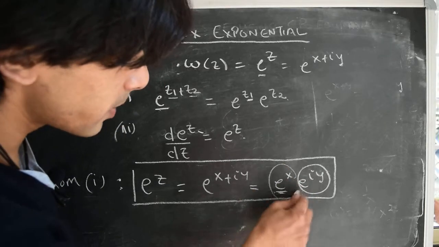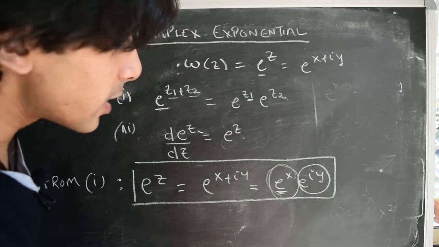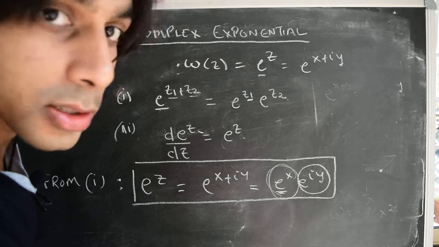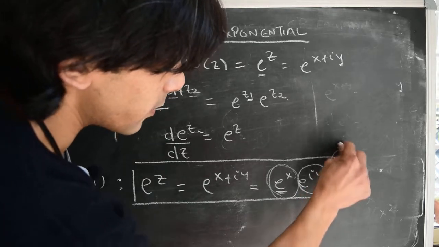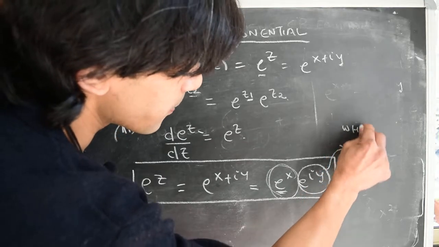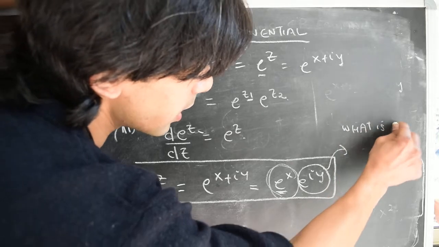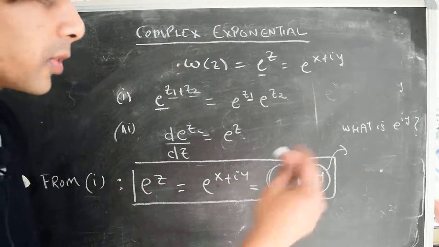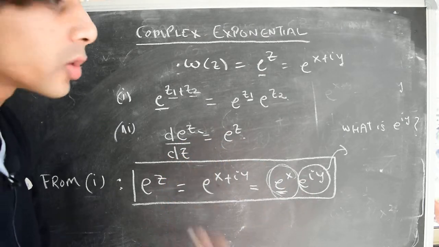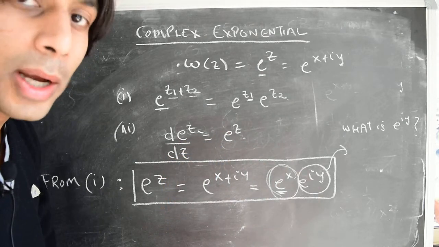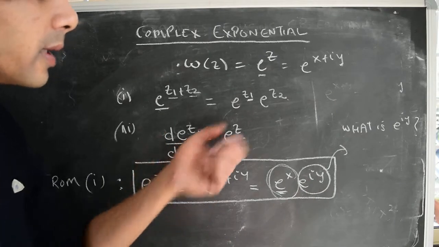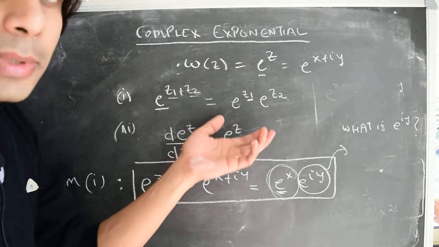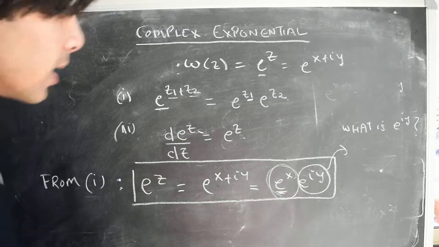Now, we are already familiar with properties of the real exponential, and so what is important for us now is to understand how the other factor behaves. So what is e to the power of iy? For this, let's turn to the second property that we postulate and work out what e to the power of iy is, and that will give us a complete definition of the complex exponential, the way we are defining it.